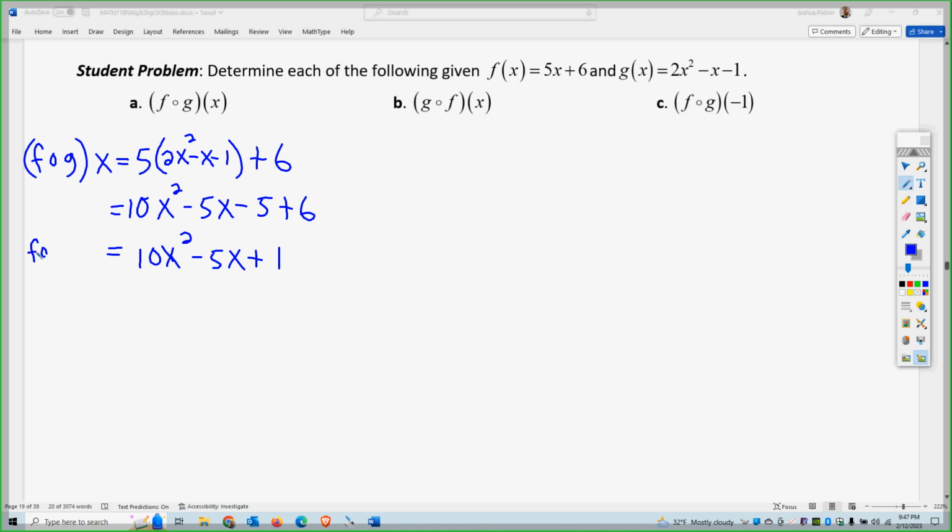So that's f of g of x. I got kind of the edge of the board there, so it's kind of freaking out on me a little bit. So we'll erase it and see if we can fix it up. Okay, let's try the other one. So this is g of f of x.